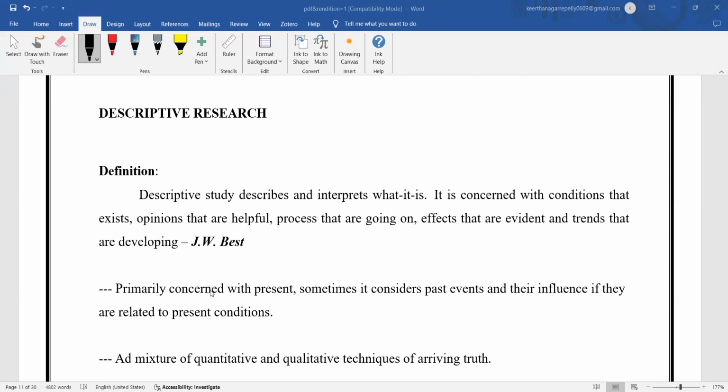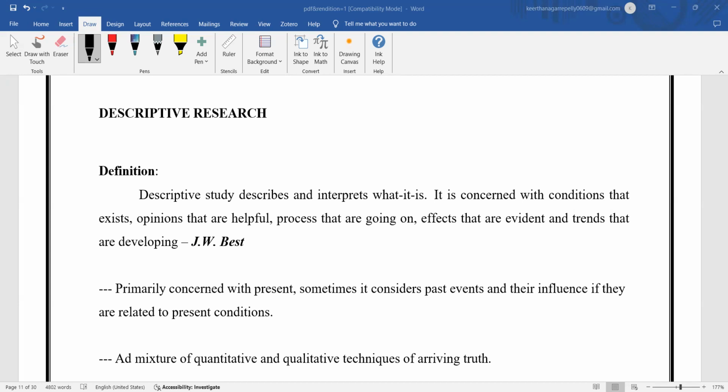Now, in descriptive research, we try to understand or get some knowledge about a situation or a phenomenon that has already happened, or how it is going to shape, how the trend is going to be. Very simple. I'll give you a best example so that you'll understand what is descriptive research.